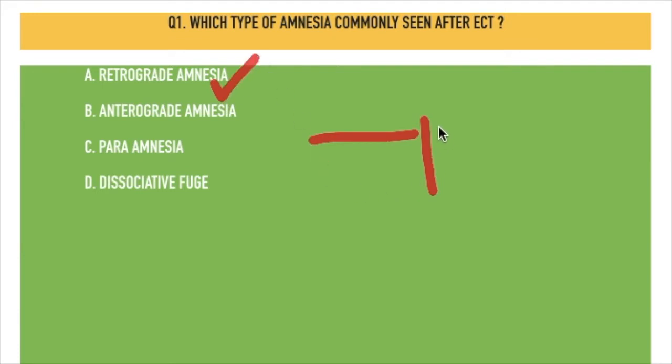And next one, if this person cannot remember anything that happened after this event of trauma, but he can remember his past, he cannot recall or remember anything that is happening in his day-to-day life or his present life, that is known as anterograde amnesia.